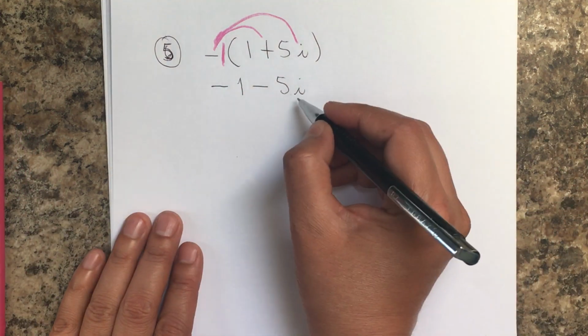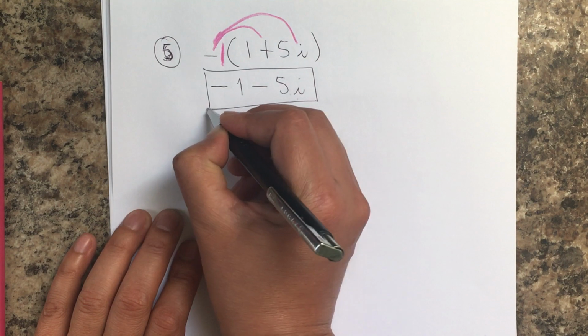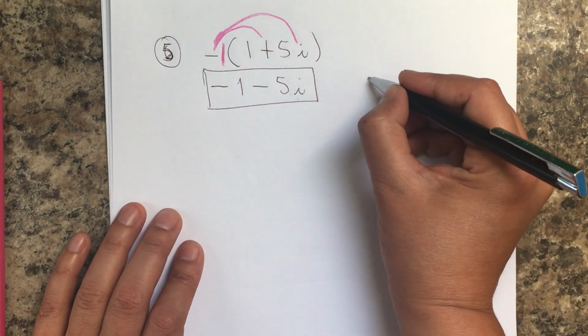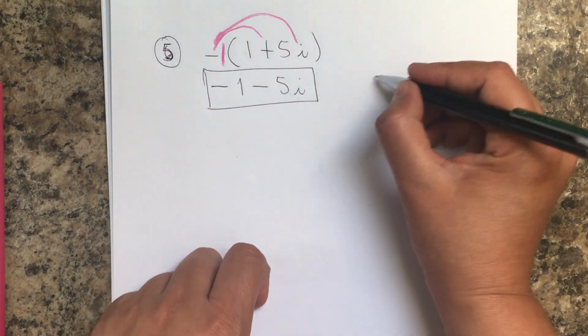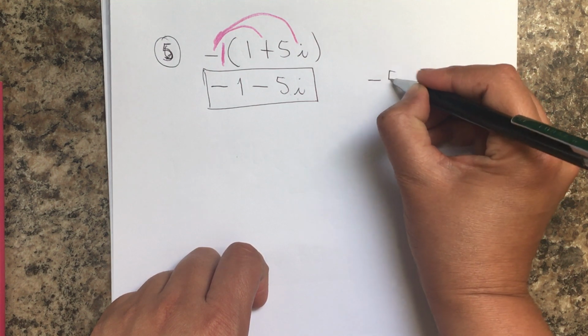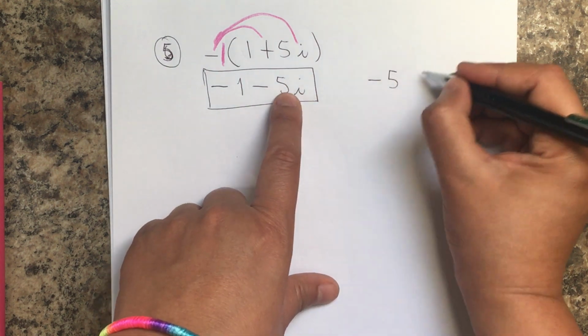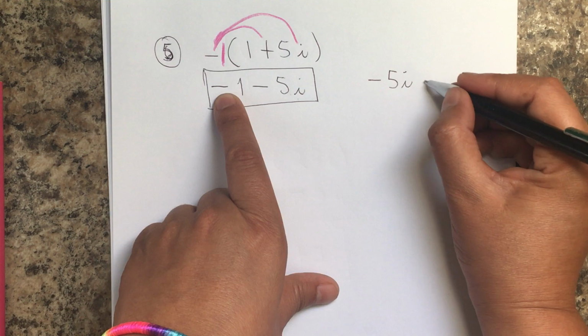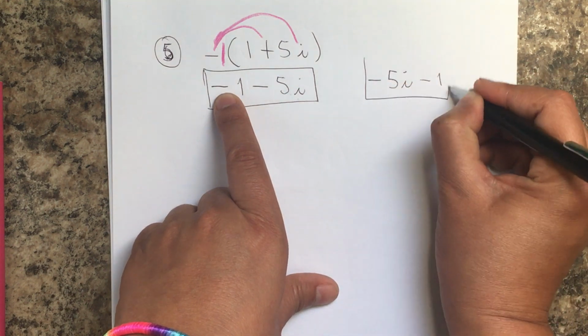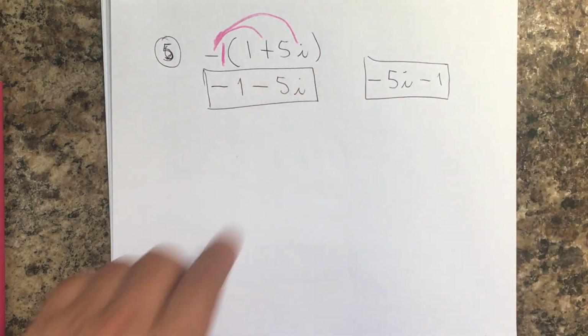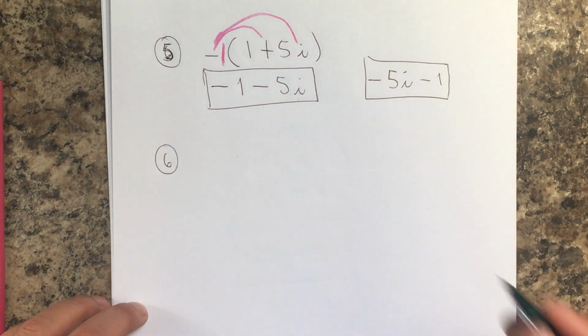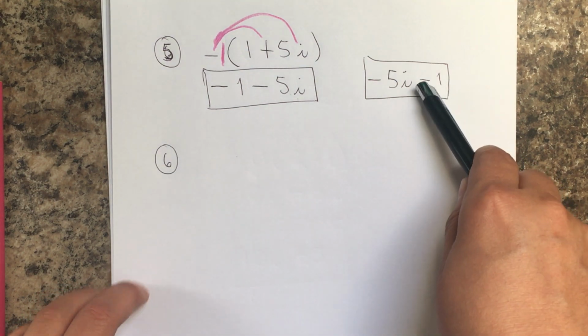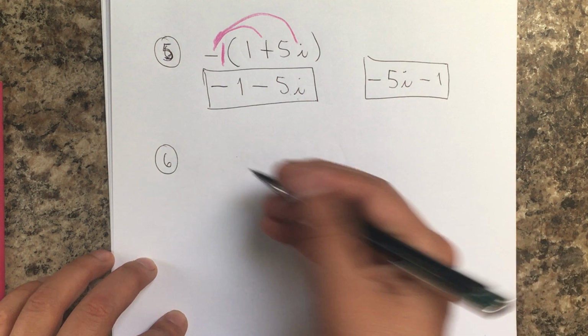Some teachers prefer to see it. I don't mind if you leave it like this. I know some teachers prefer to see it with the variable first. And so you would bring that negative with the 5i and negative 1. Okay? So either way is fine for me. Other teachers might prefer this one. Okay.